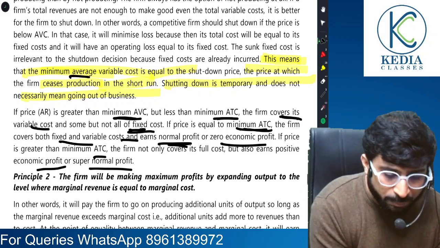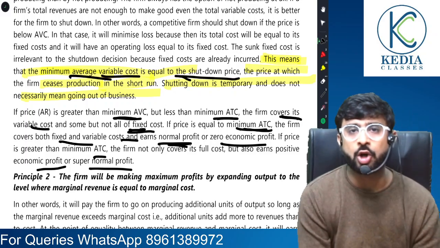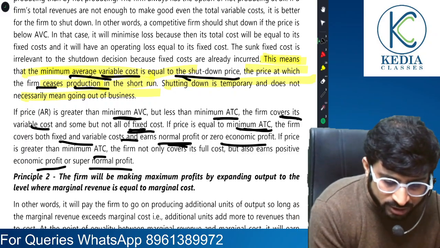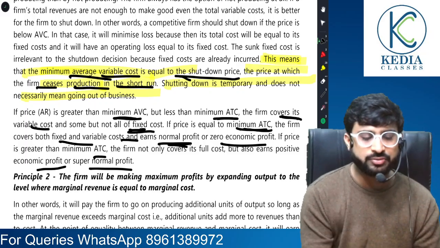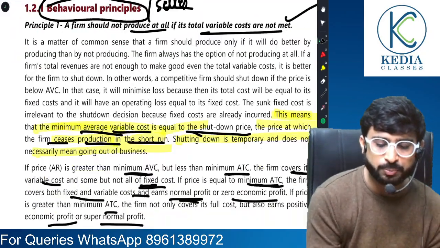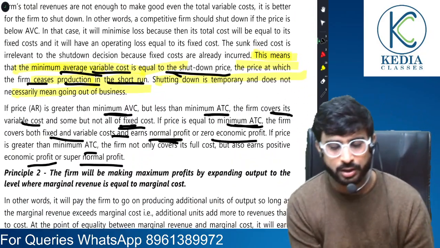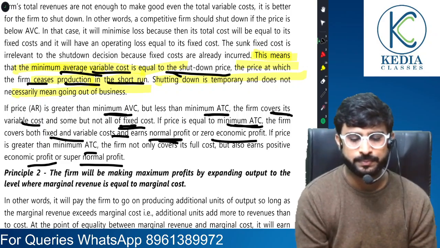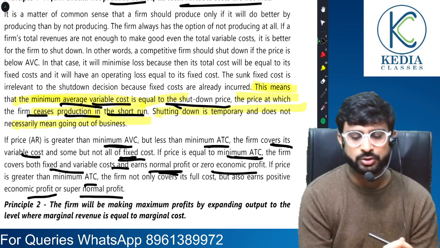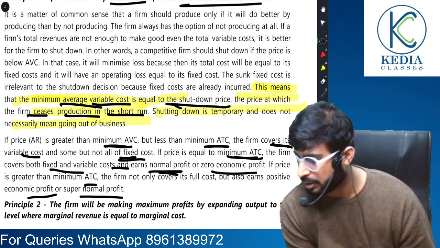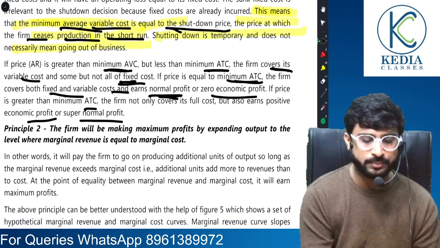But if the minimum average variable cost is equal to the shutdown price, the price at which a firm ceases production in the short run. This is very important. Remember this, page 14.13, very important. Very, very important, friends. Higher chances of occurrence in the exam.